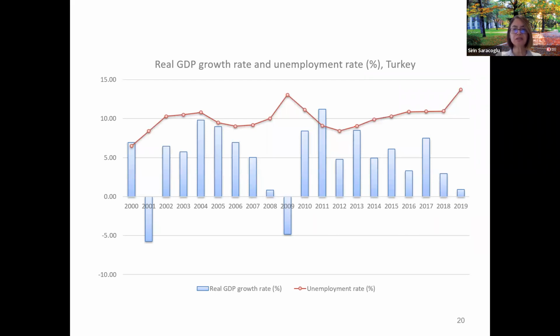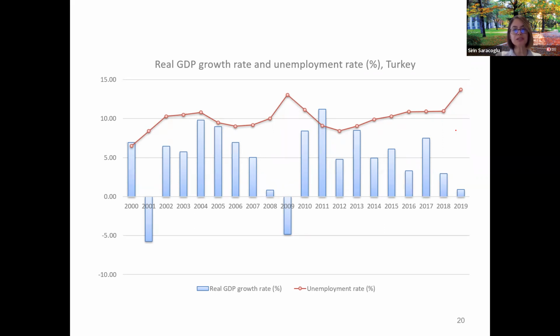Now, this is the situation in Turkey. For example, here we see the red line as the unemployment rate in Turkey. As you see, currently it is about, I think it has been announced as about 11%. This shows a little bit higher than that in 2019. It was about 13% at the time.